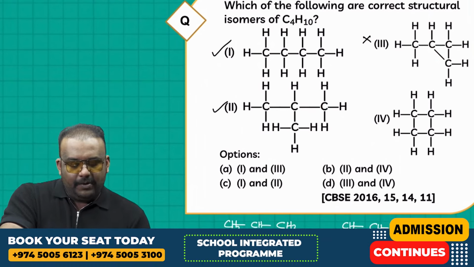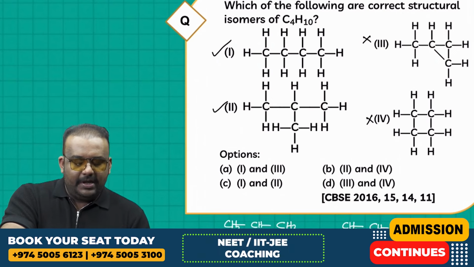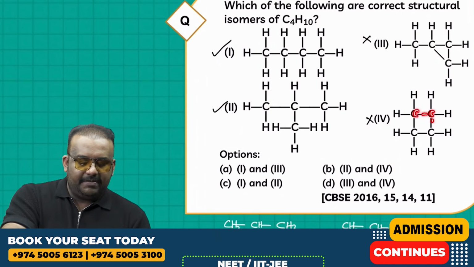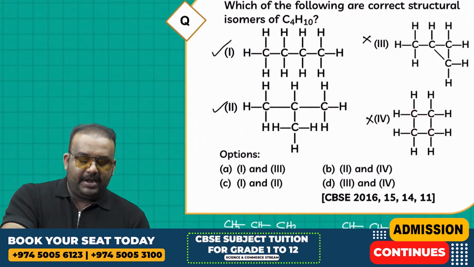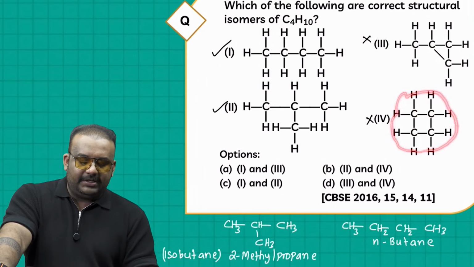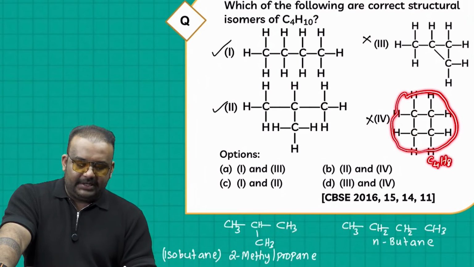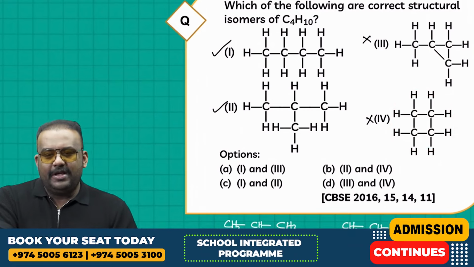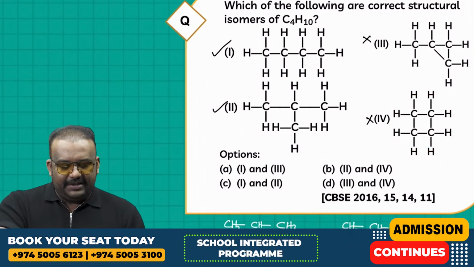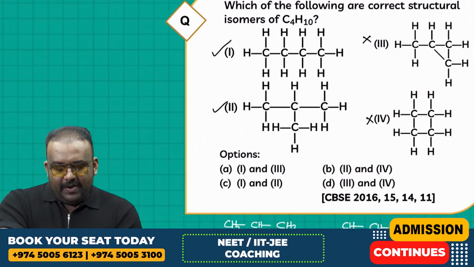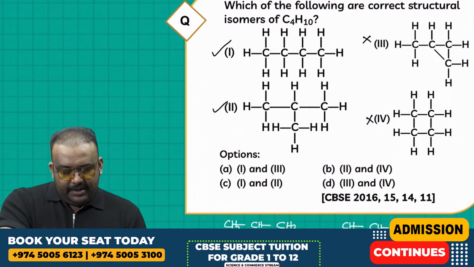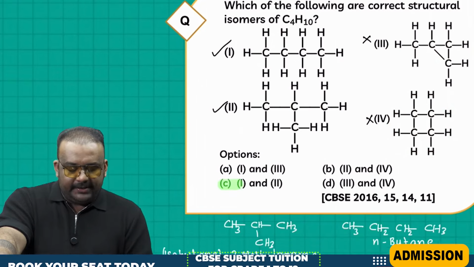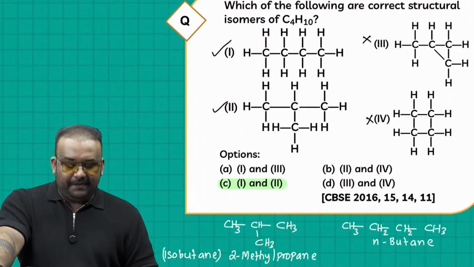And option 4 again is a cyclic compound. It has 4 carbons connected by single bonds, but the number of hydrogen atoms is only 8. So this is C4H8. It doesn't satisfy the formula of C4H10. So which are the isomers? We have options 1 and 2. So option C will be the right answer for this.